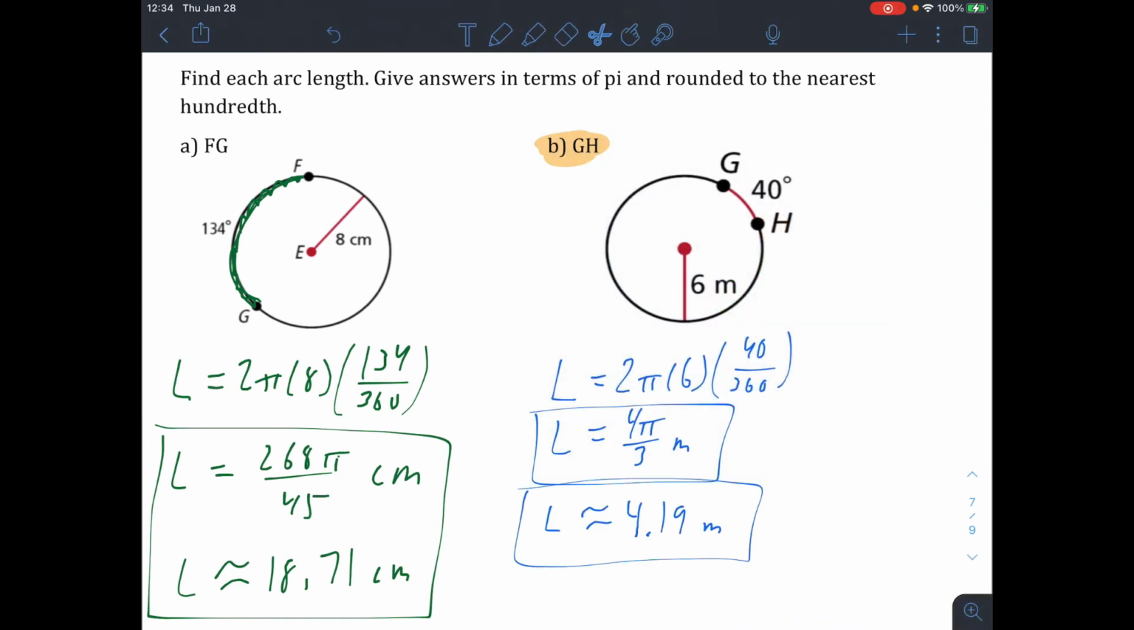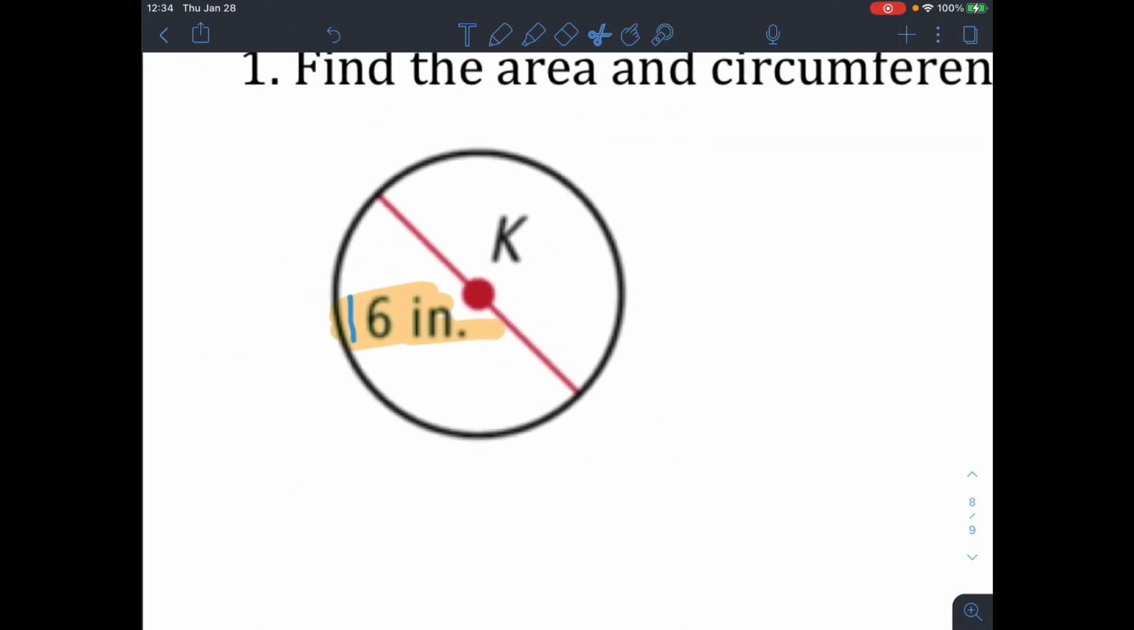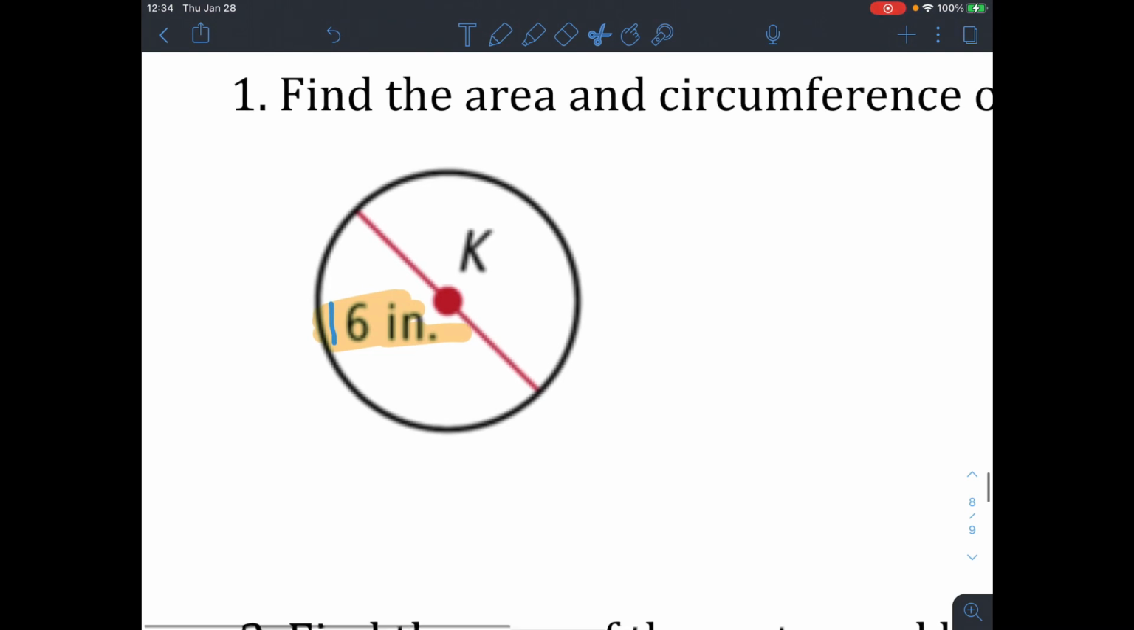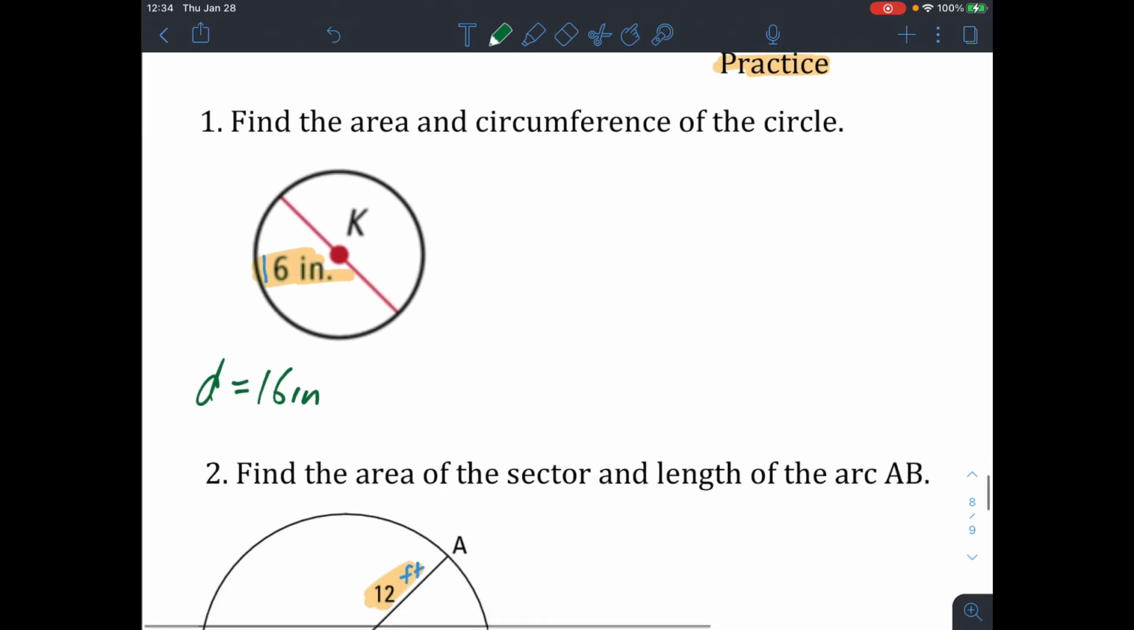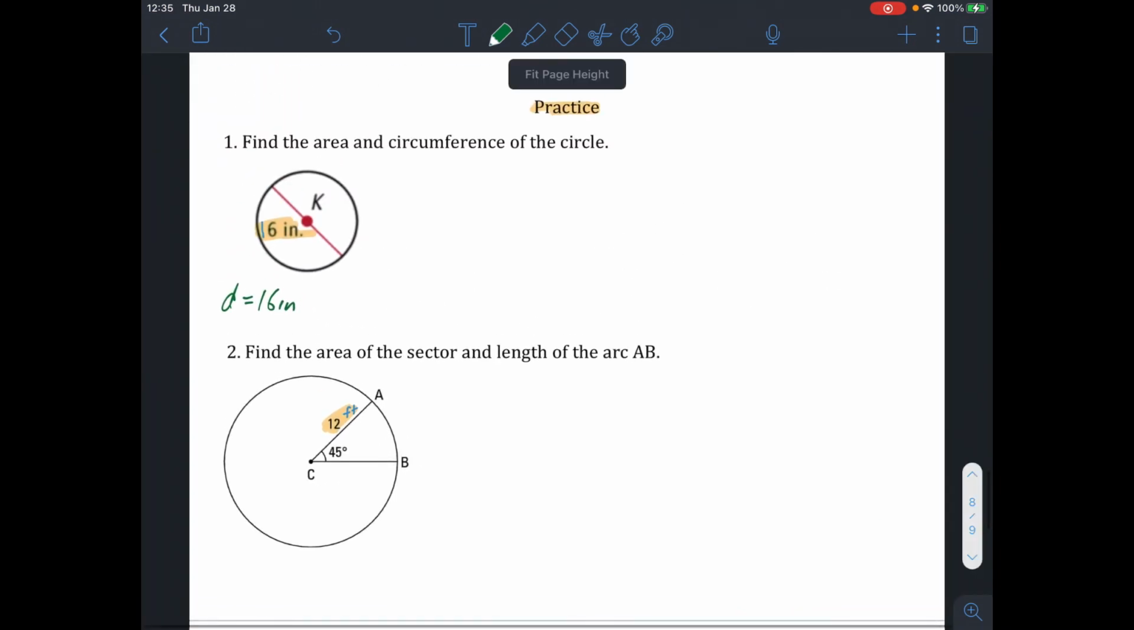All right, there's your work and answers for part B. Which brings us to the last slide. 2 more practice problems I'd like you to try. The first one, make a little change there. We're going to make the diameter 16 inches. And for the second one, just to give you a unit to work with, let's make the radius 12 feet. Okay, so pause the video. Once again, try these 2 problems and come back and unpause when you are complete.